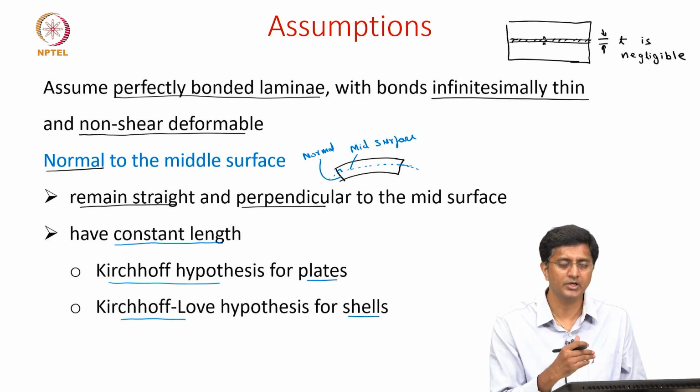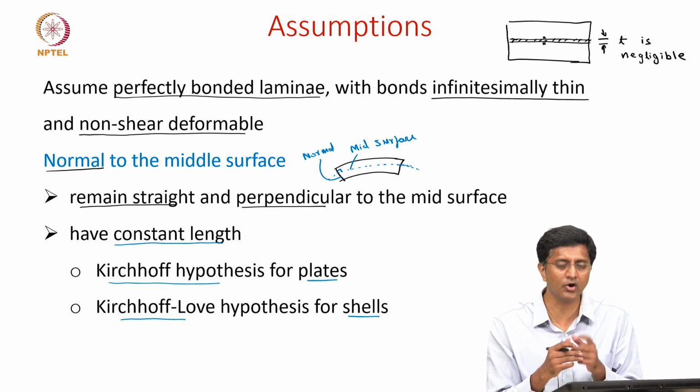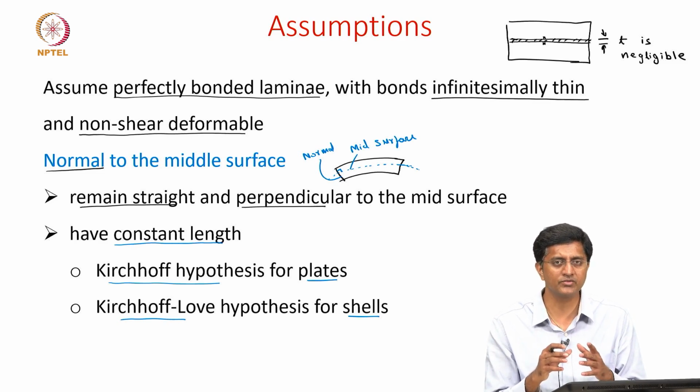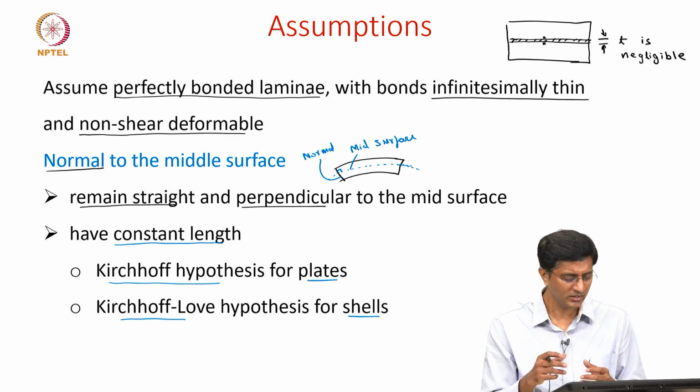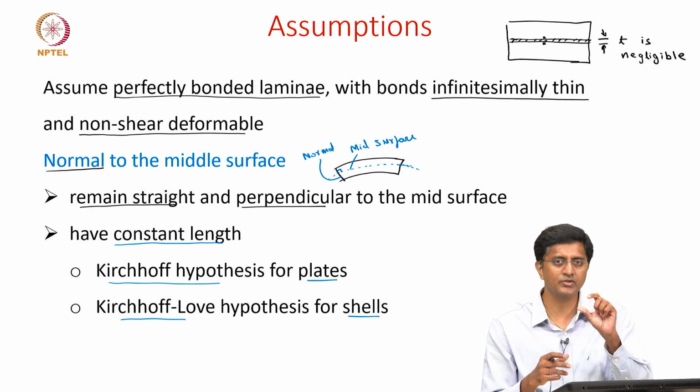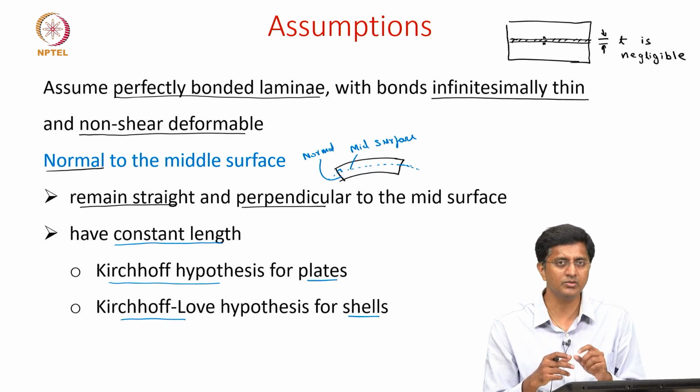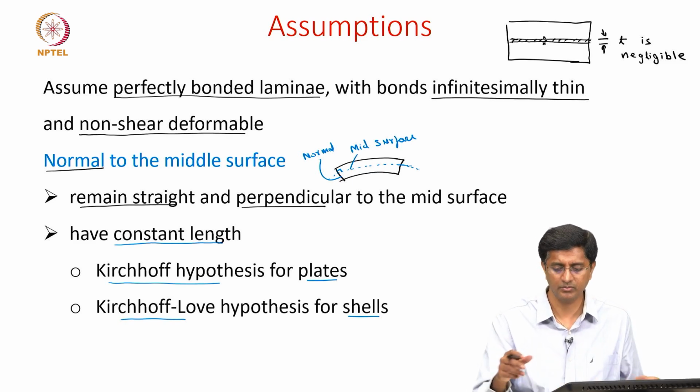If you take it down into one dimension, this is the simple beam theory we discussed, where again we have similar assumptions: the normal remains straight before and after bending, and the normal is perpendicular to the mid surface, or the midline, before and after bending. It also says the length of the normal remains constant before and after bending.